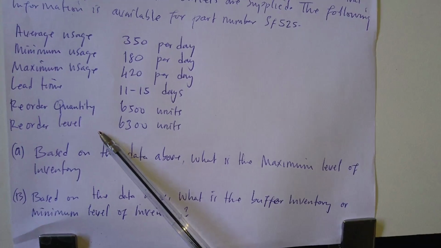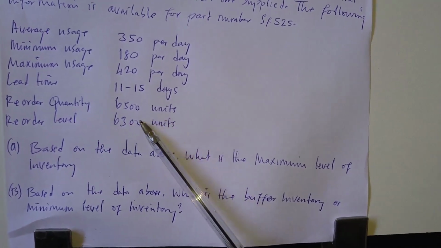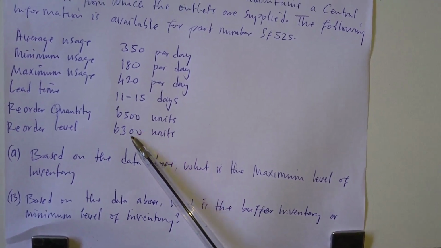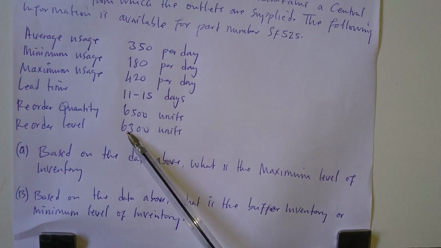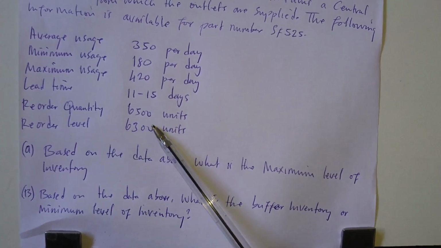Then the reorder level is 6,300 units. When you reach this level of units, you need to reorder. Okay.